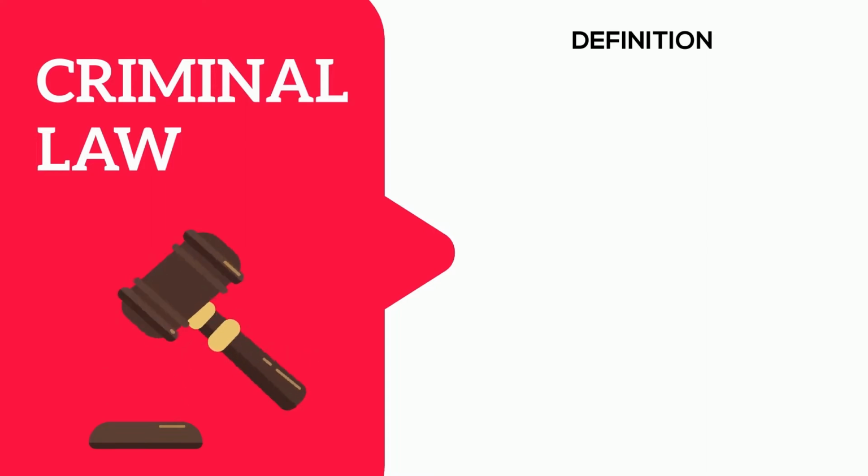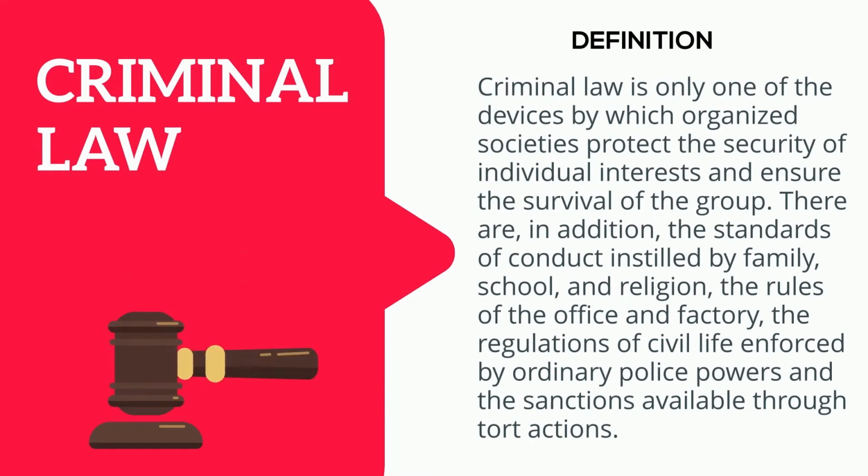Criminal law definition: criminal law is only one of the devices by which organized societies protect the security of individual interests and ensure the survival of the group. There are, in addition, the standards of conduct instilled by family, school, and religion, the rules of the office and factory, the regulation of civil life enforced by ordinary police powers, and the sanctions available through tort actions.